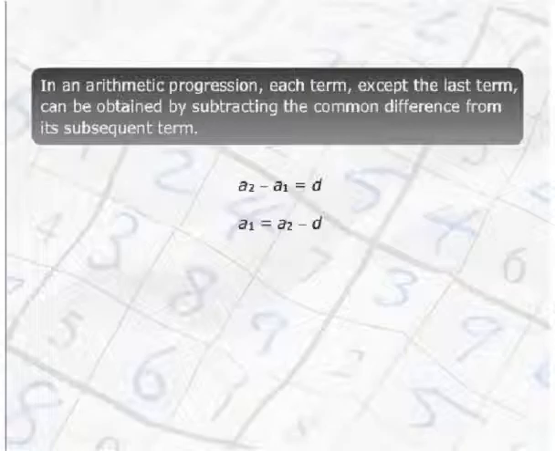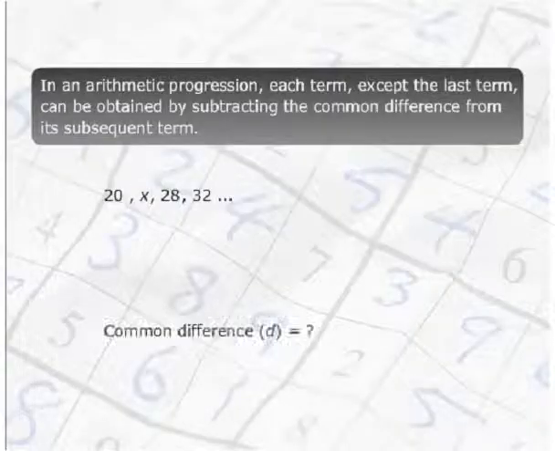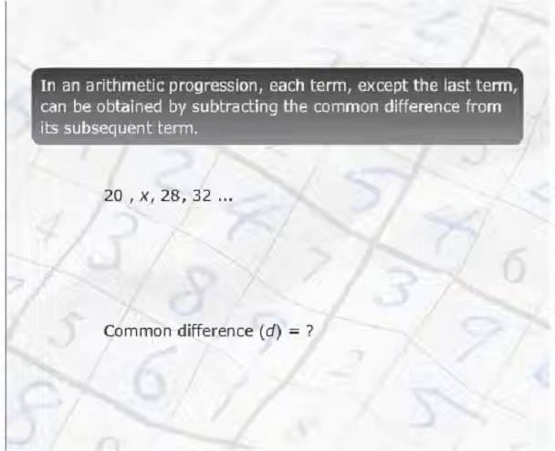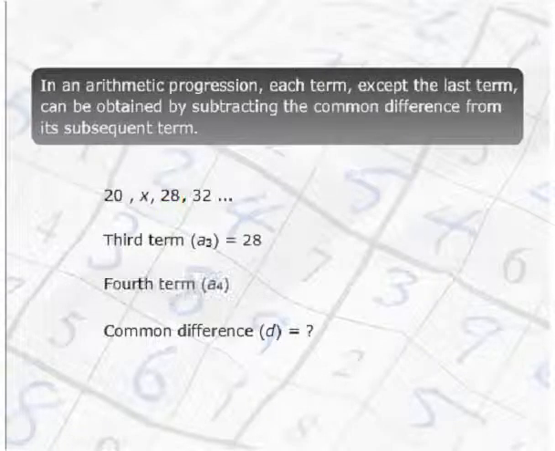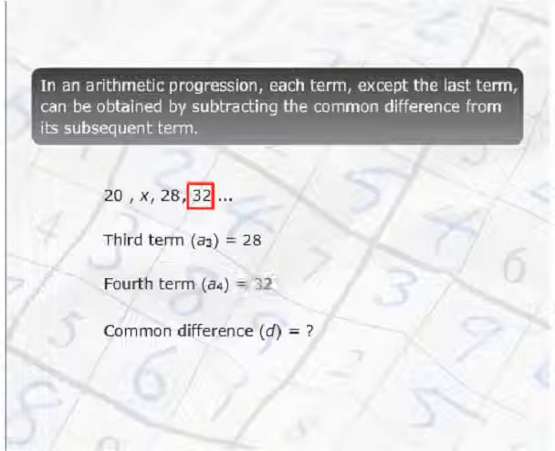I know you're dying for an example, so here it is. 20, X, 28, 32. Once again, there is this X. And we need to find the value. So we first calculate the common difference. So how do we do that? Let's write down what we have. Third term, A3 is 28. Fourth term, A4 is 32.